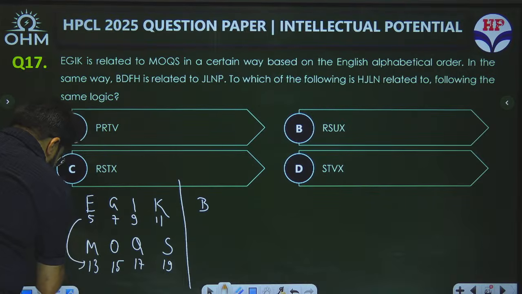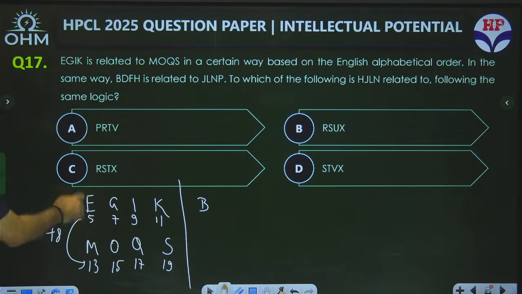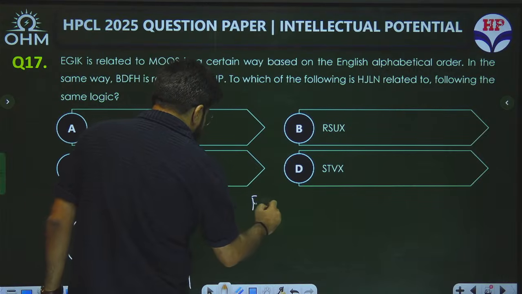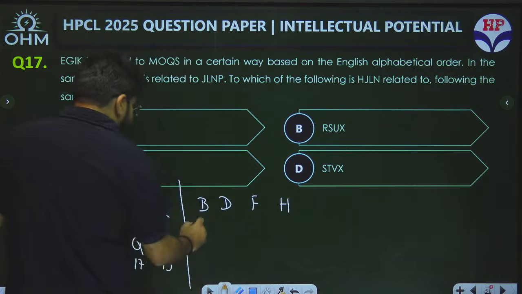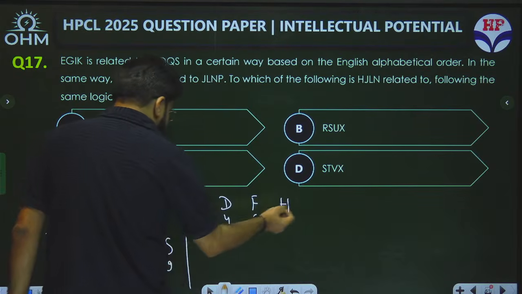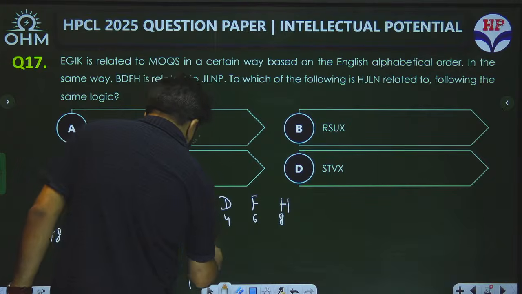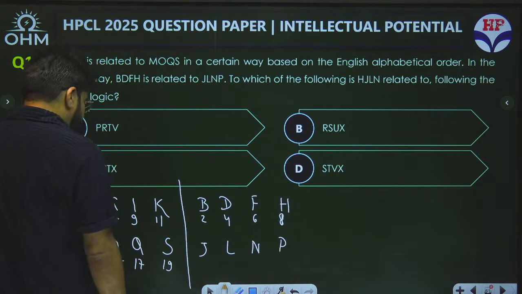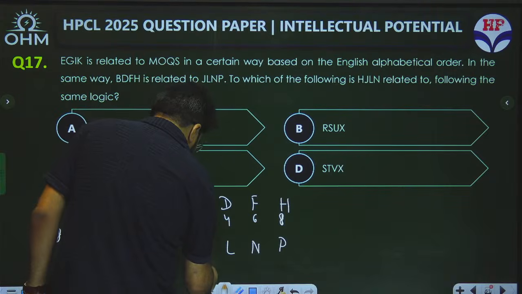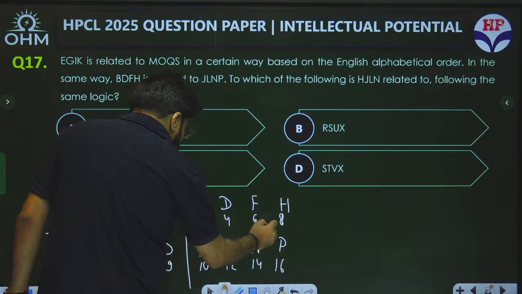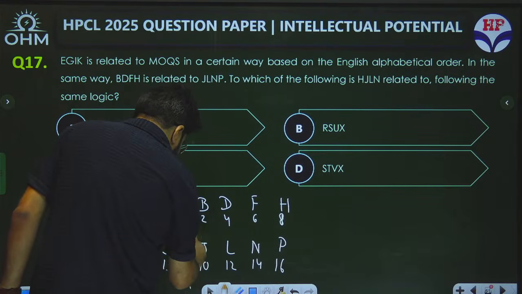This also can be picked as plus 8, the first two first. Let me see the other also given. B, D, F, H, where B is 2, D is 4, F is 6, H is 8. So plus 2, alternate. And then J, L, N, P. J is 10, then 12, N is 14, P is 16. So I can say this also is plus 8 and then alternate.